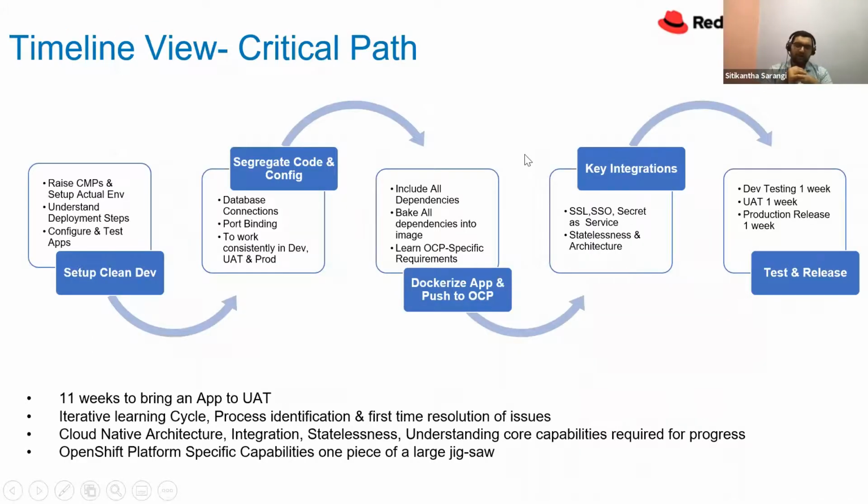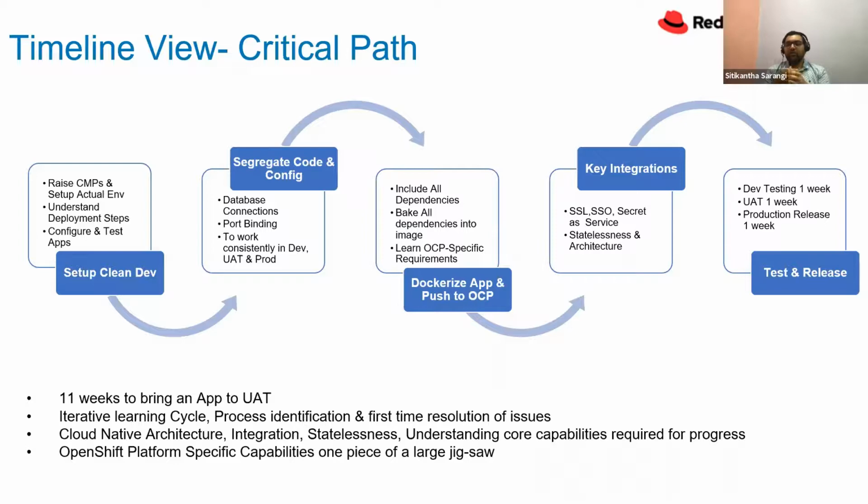Yeah. So when we talk about timeline, it is a complex thing. We cannot just simply say that we can do this application in this particular time, because obviously there are many factors in order to productionize one application on OpenShift. There are many things that we need to consider. So the first thing is obviously setting up a clean environment and segregating the code and configuration. I have explained how your configuration should be separated, right? And then containerize the application, then push it to OpenShift, and integrate it with other integrations, such as SSL and SSO, all these things, right?